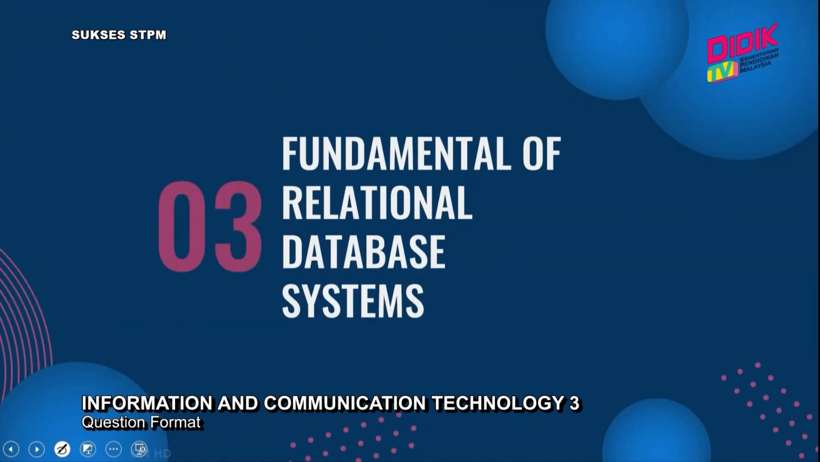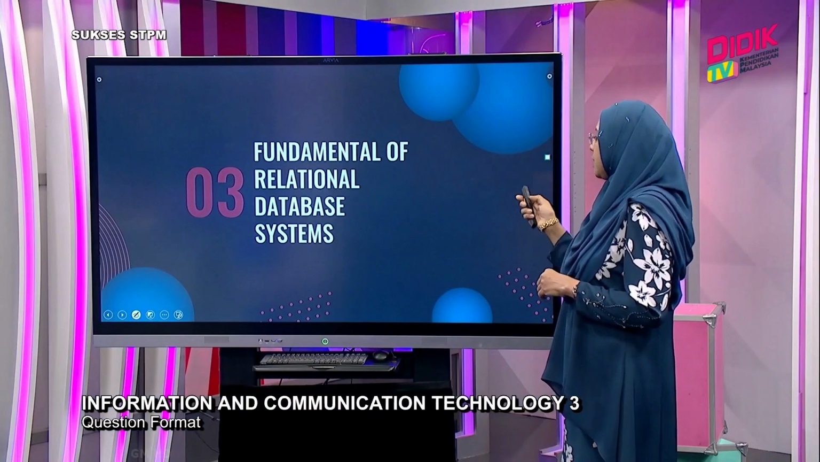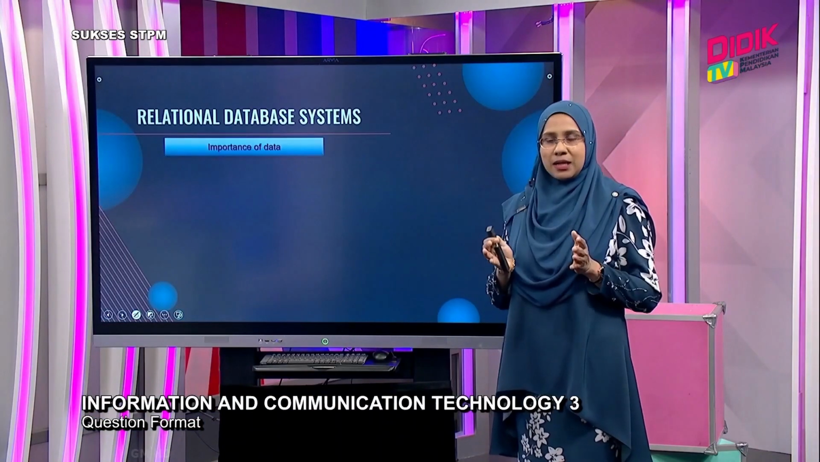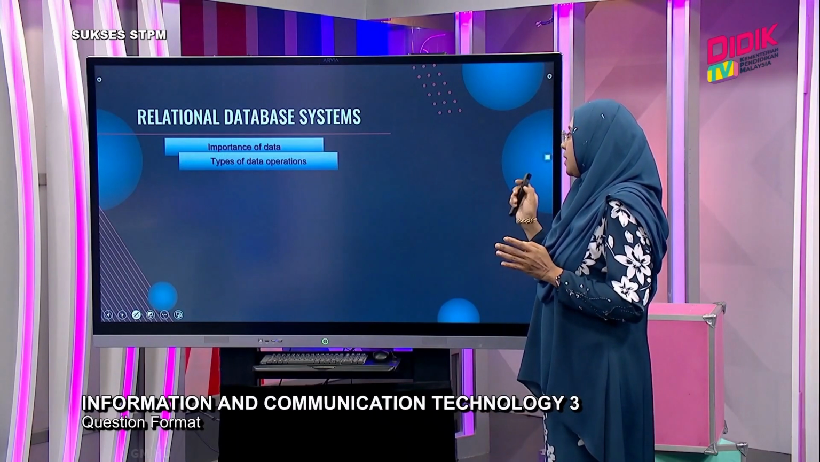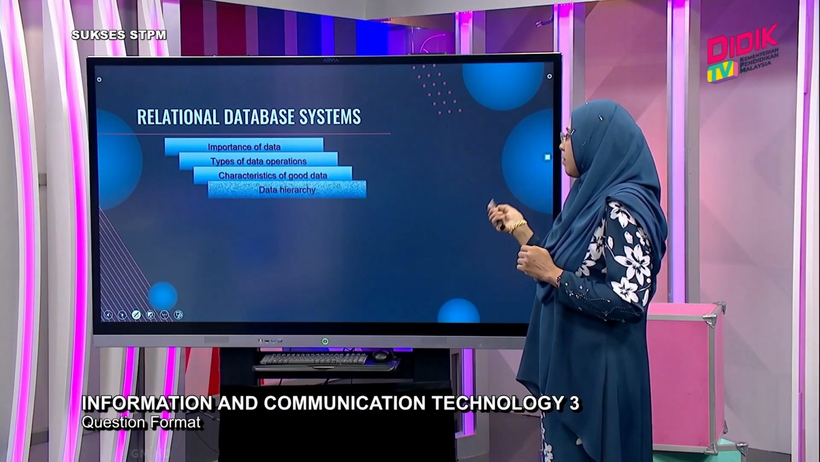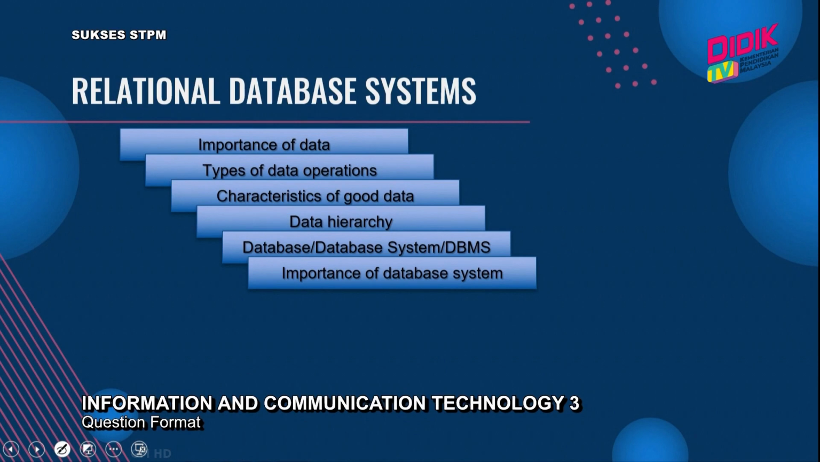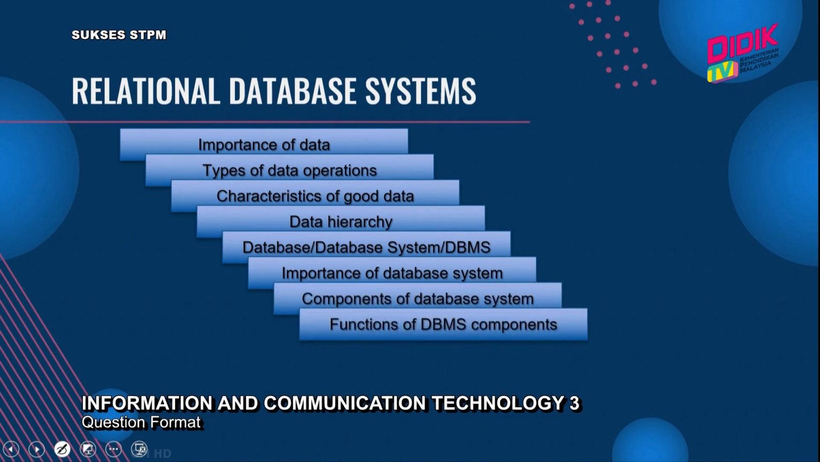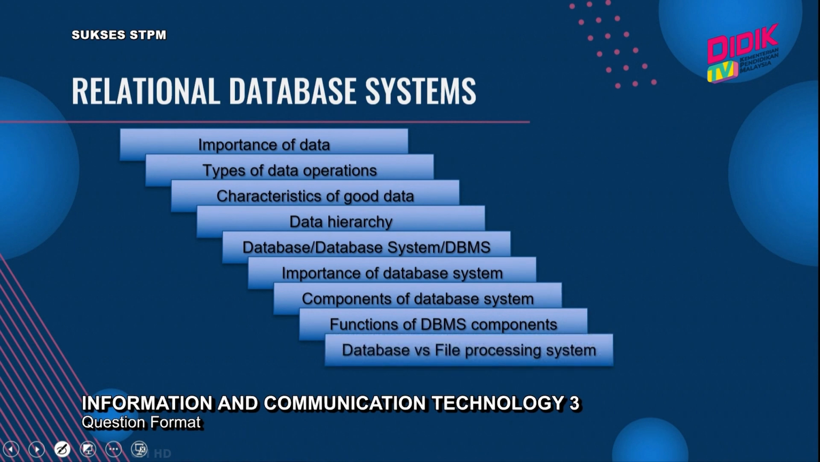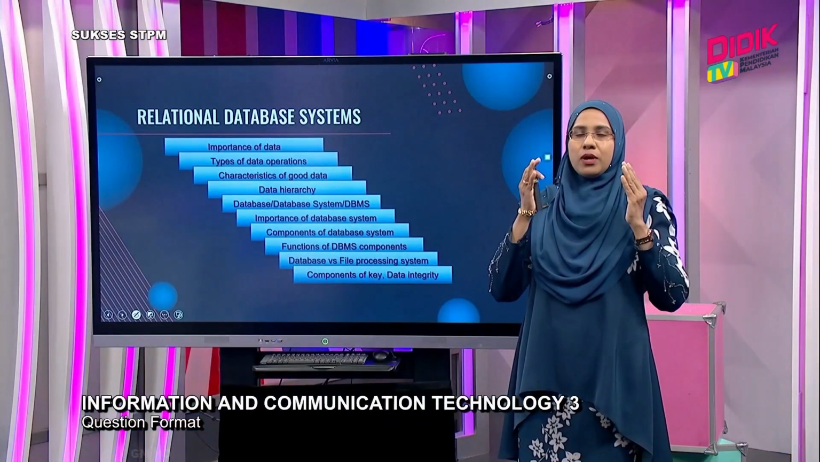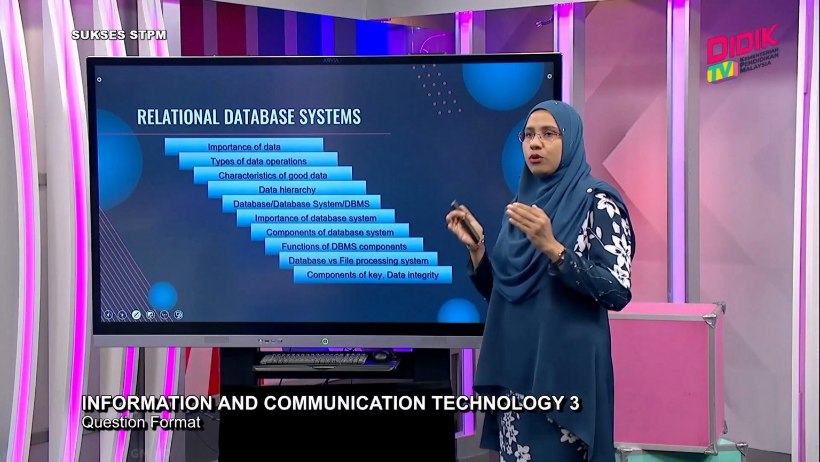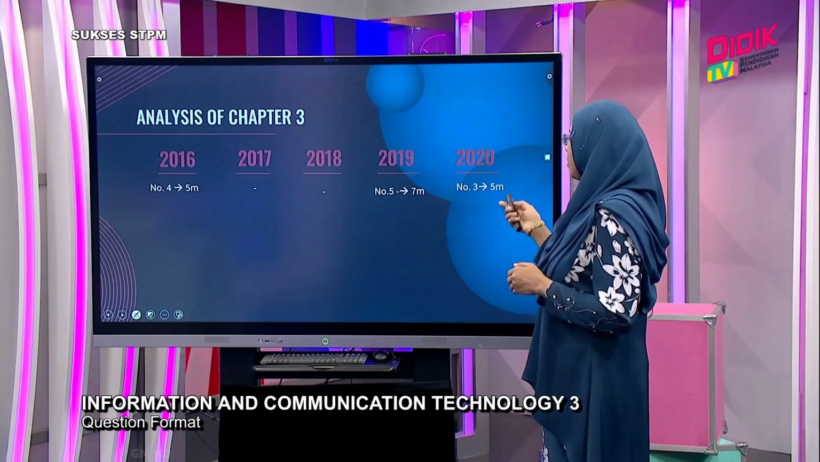We move on to chapter 3, Fundamentals of Relational Database System. Here you have learned all about data: the importance of data, types of data operation, characteristics of data, data hierarchy, database system, DBMS, importance of database system, components of database system, function of database components, database versus file processing system, and components of key and data integrity. So in this chapter, again, you have to study, you have to remember, and they will test your knowledge.